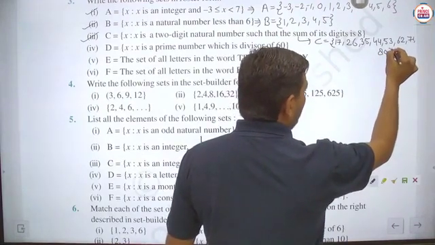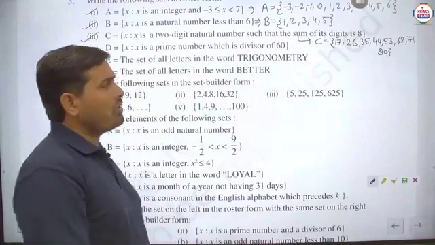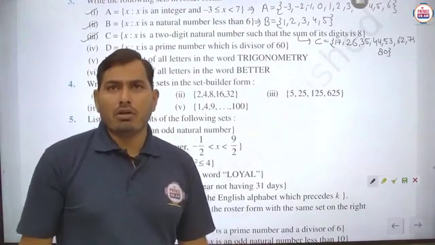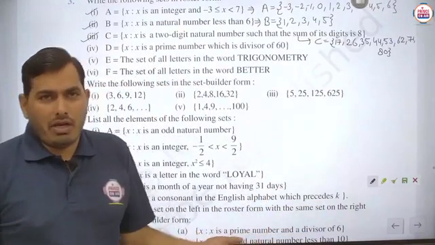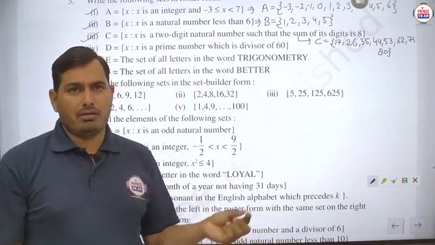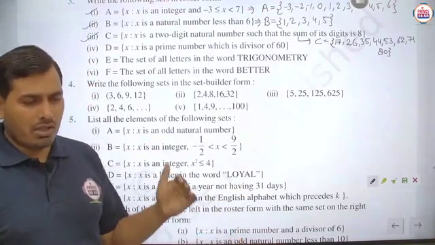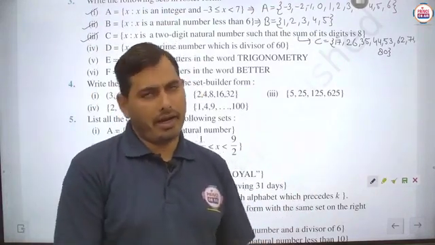After 80, no 2-digit natural number is available whose sum of digits is 8, because the 8 is always there, and if we add something to the 8, the sum will always be greater than 8. Is it clear?